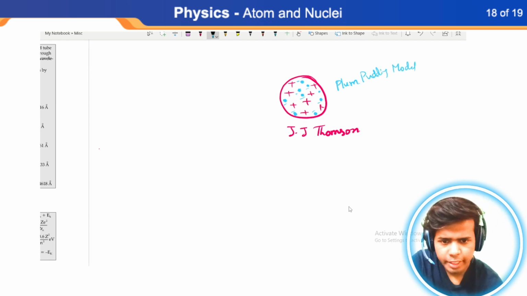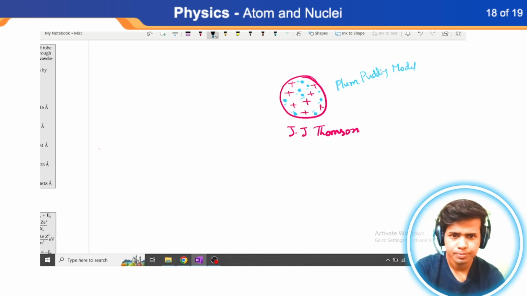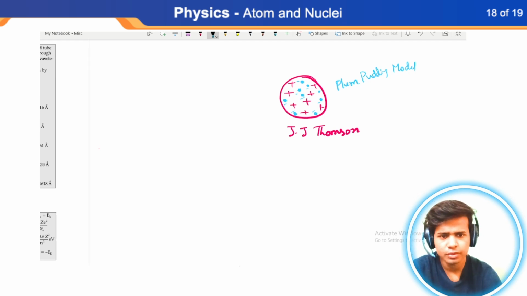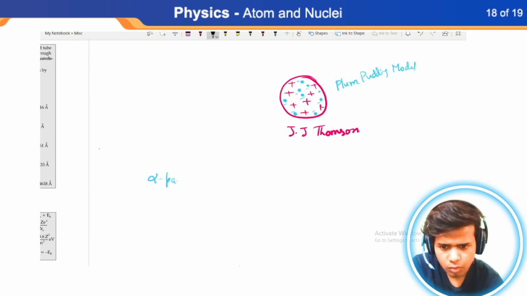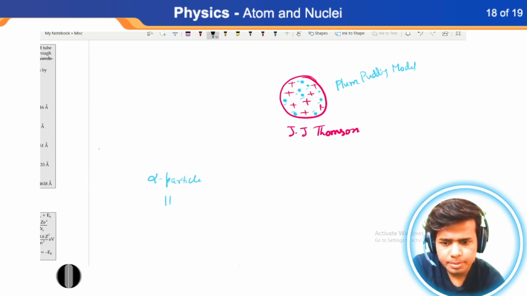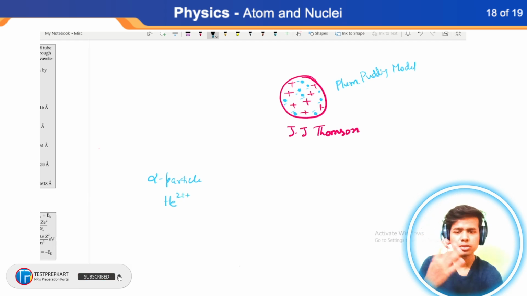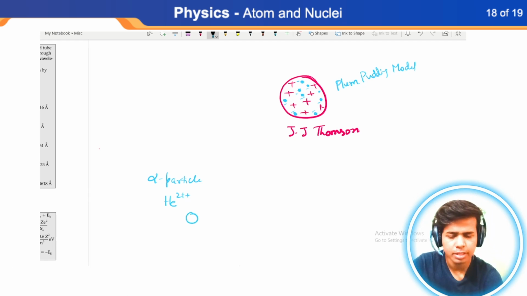And then came the famous Rutherford's experiment. So what Rutherford, actually a student of J.J. Thomson, did was, at the time alpha particles were already discovered. What are alpha particles? These are basically helium nuclei, He 2 plus. Basically all the electrons of the helium stripped away, and only the nucleus of the helium is there.